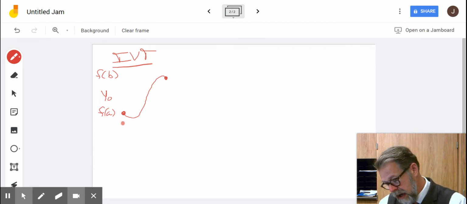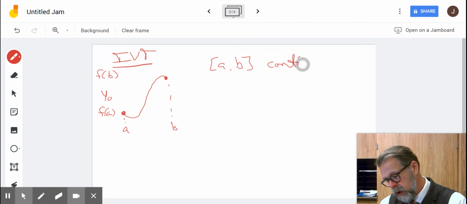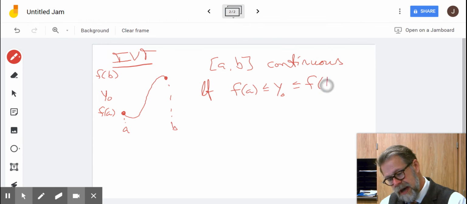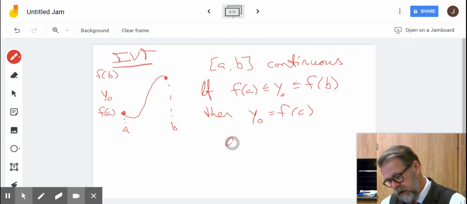So we have the closed interval [a, b], and we have a continuous function, and if y sub 0 is between those two output values, or y values, then y sub 0 equals f of c, where c is in between a and b.